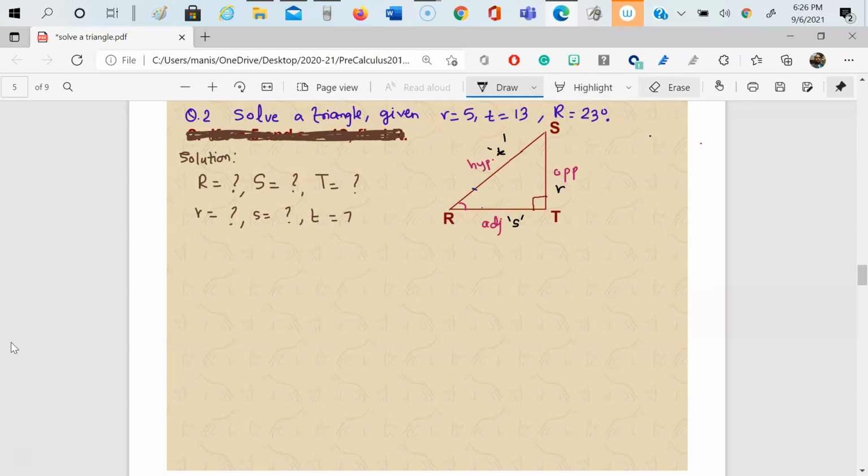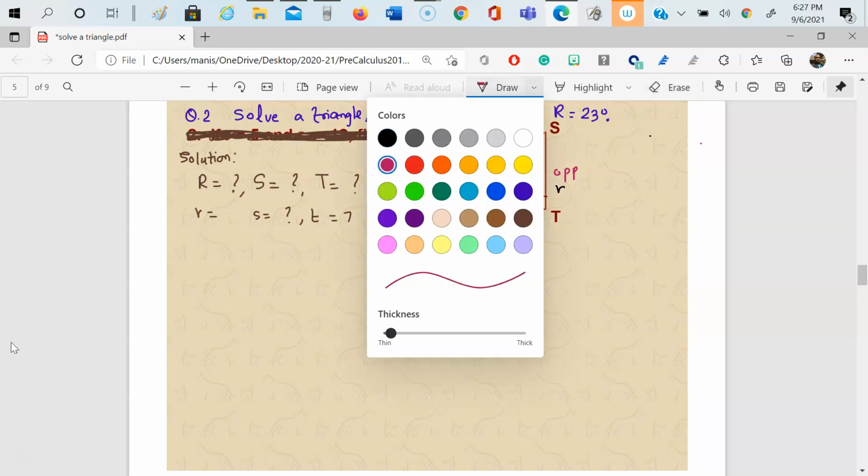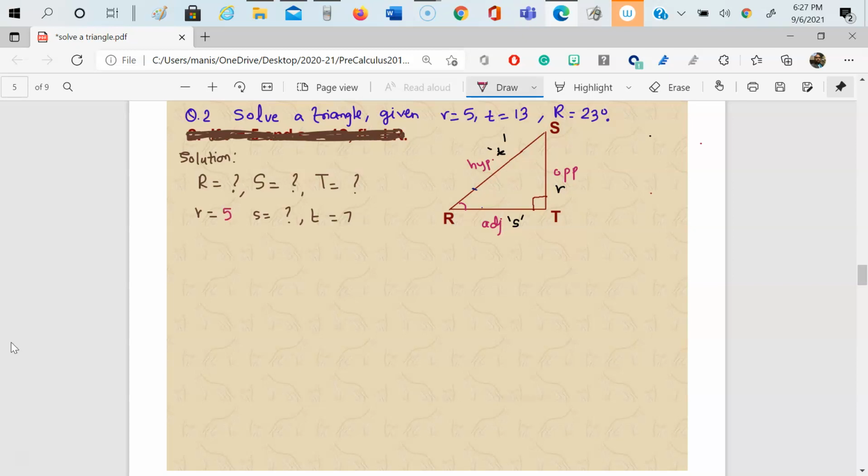The question is saying lowercase r is 5. So I will erase this part over here and write 5, because they have already given me this value in the question. Lowercase t is 13, so I will write it over here. This is my 13. Uppercase R is 23, so I need to erase this and write 23 degrees over here, just to make sure it's an angle and I should not be confused. Now do you see the symbol over here? It means angle T is what? 90 degrees. So I will erase this. My angle T is 90 degrees. Now let's start the question.